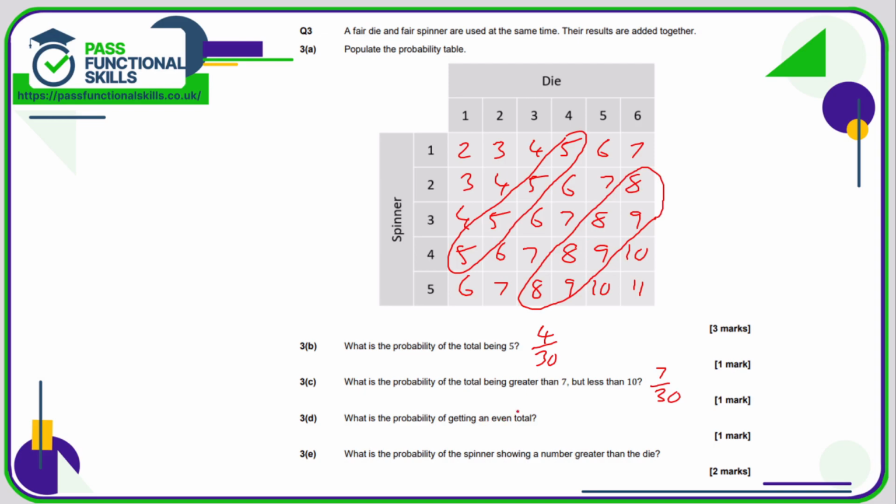What's the probability of getting an even total? So the evens is the 2, the 4s, these 6s here, the 8s, and the 2 10s.